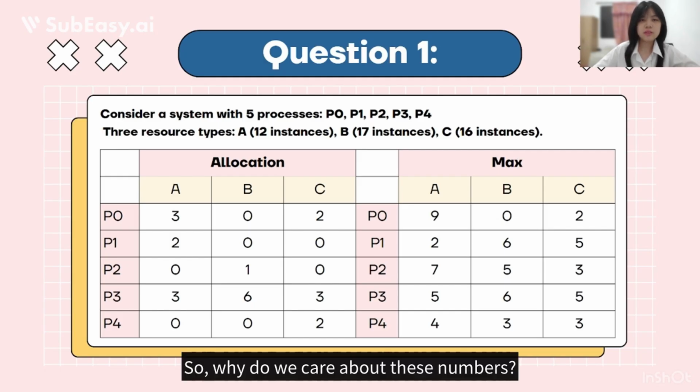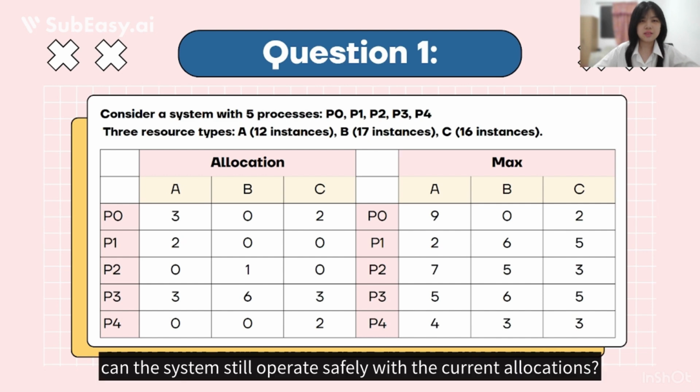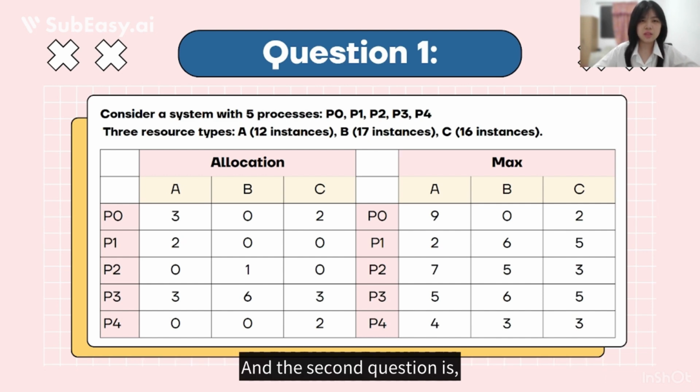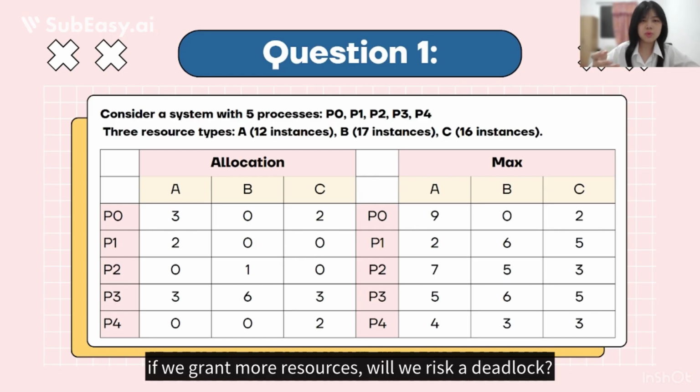So why do we care about these numbers? Because they allow us to answer 2 key questions. The first question is, can the system still operate safely with the current allocations? And the second question is, if we grant more resources, will we risk a deadlock?